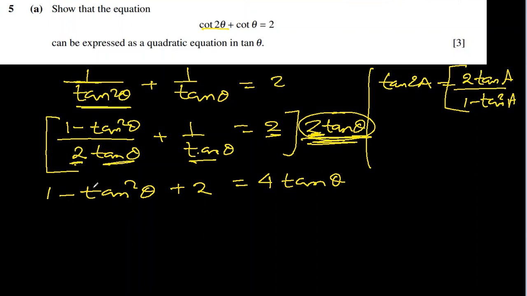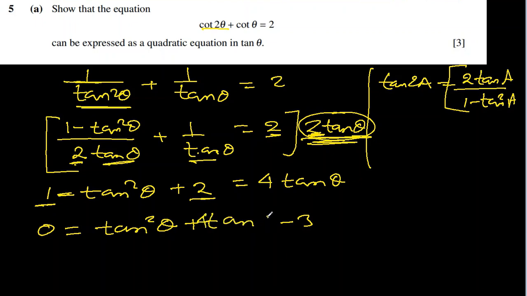So let's bring everything to the right side, because I don't want minus tan square theta. So it will be 0 equal to tan square theta, minus will become positive, 1 plus 2 is 3 will become negative, and 4 tan theta was already here. That's here, and this is a quadratic equation in terms of tan theta. That's what they wanted.